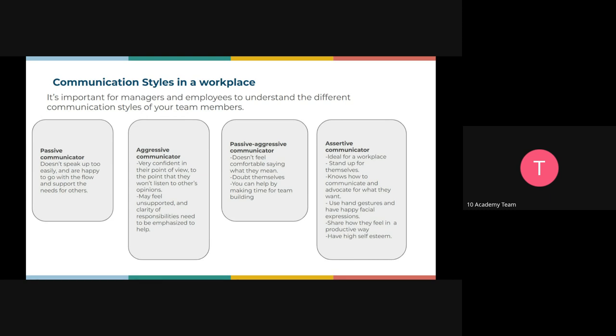And then we have a third communicator, a passive aggressive communicator, and this is someone who doesn't feel comfortable saying exactly what they mean.